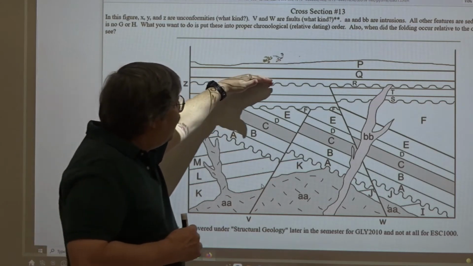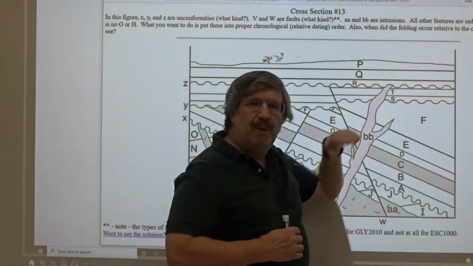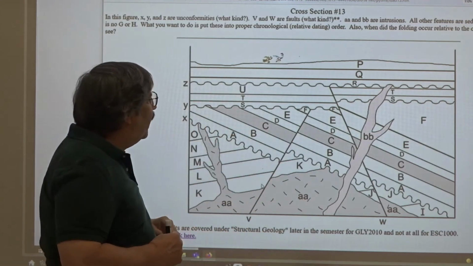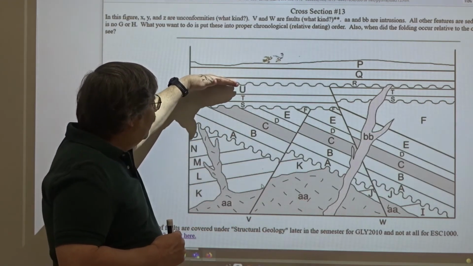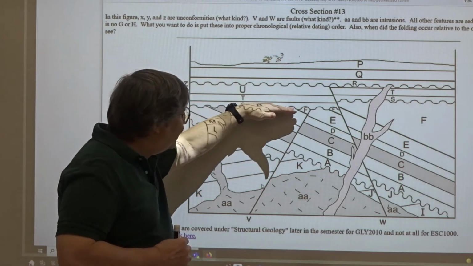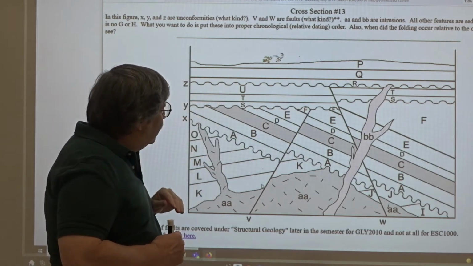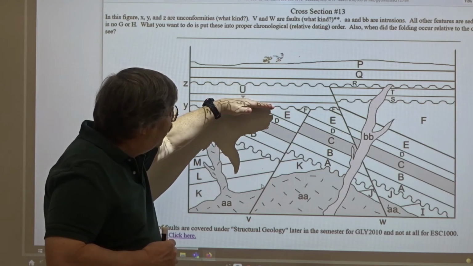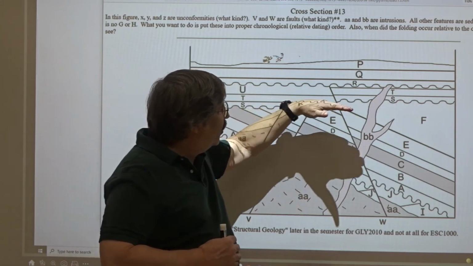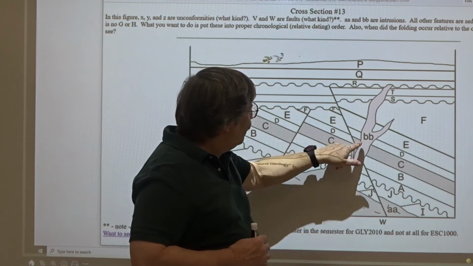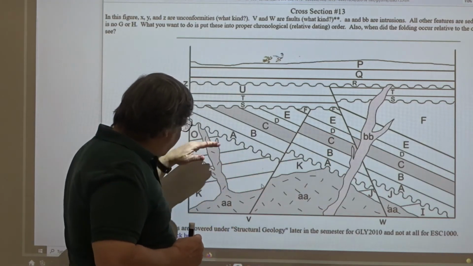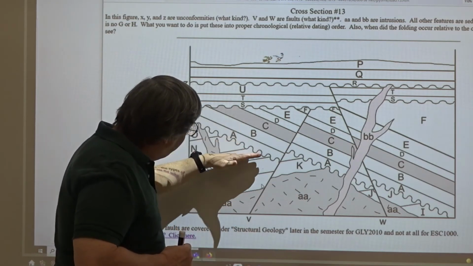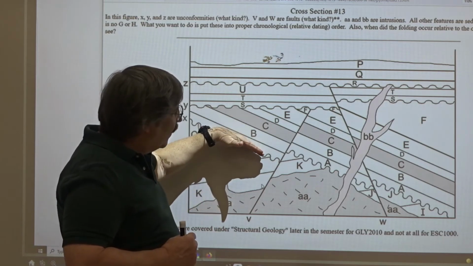This one is a disconformity because the layers below it are parallel to the unconformity. This is an angular unconformity because the layers below the unconformity are at an angle to the unconformity. And this is also an angular unconformity because the layers below it are at an angle.